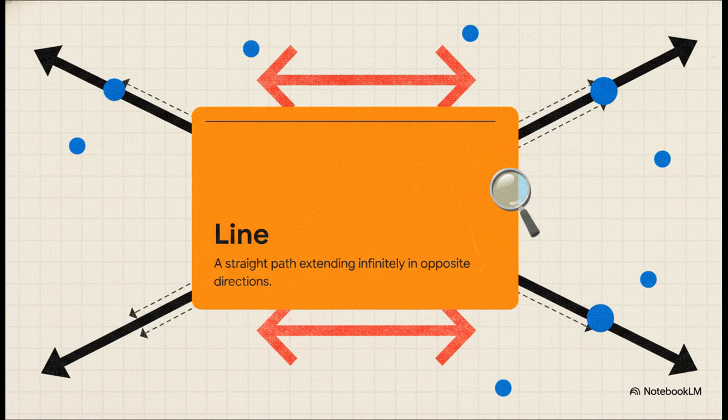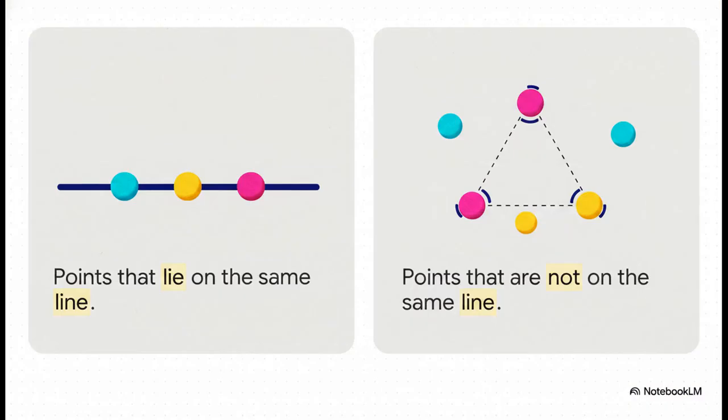A line is a straight path that extends infinitely. It finally has length, sure, but it still has absolutely no width or thickness. It is completely flat. Usually, to name a line, we'll just pick any 2 points that sit on it, and we assign a little double-sided arrow above those letters just to remind ourselves that it never ever stops going in both directions.